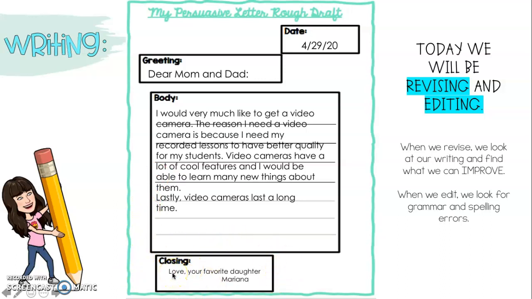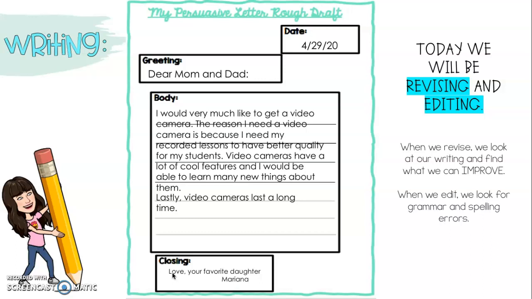Today I'm going to read my letter and I'm going to look for something that I can make better or improve. Remember, we have been looking at many different persuasive texts, and we have also looked at how authors support their opinions in order to persuade. So think about this as you are revising and editing your letter. Ask yourself, how can I make my letter better? How can I improve my reasons in order to persuade my parents?